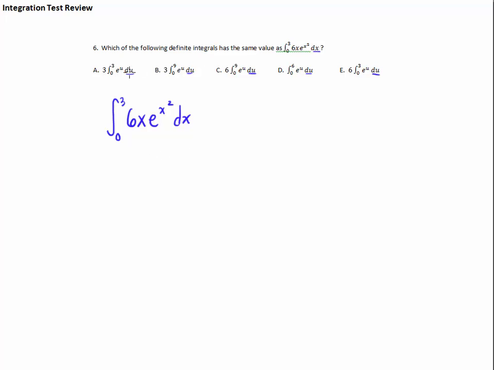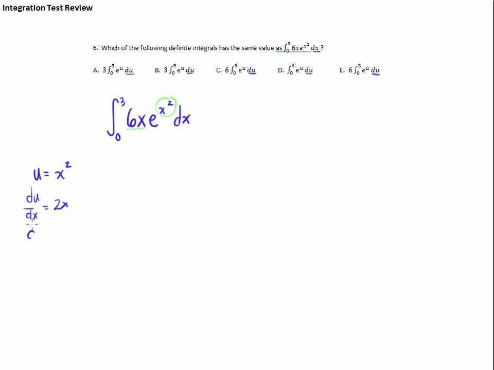So looking at this, our candidate for u, I want to find some part of this function whose derivative is also someplace in here, or at least a multiple of the derivative. And here we go. Look at this. If I take the derivative of x squared, I get 2x, which is a multiple of 6x, or 6x is a multiple of that. So let's do this. Let's say u is equal to x squared. Take the derivative of this, so du over dx is equal to 2x.